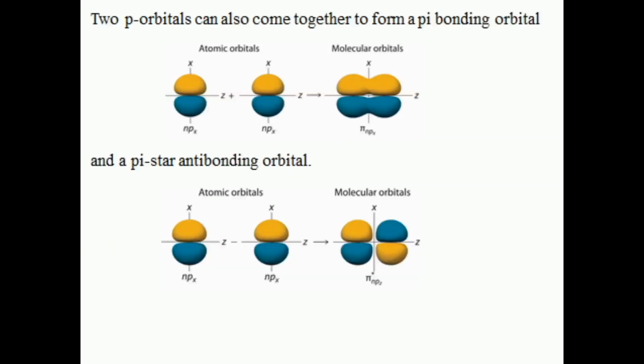P orbitals can also come together to form what are called pi bonds. Here we've got a p orbital on one atom and a p orbital on another atom, so these are the atomic orbitals. When we add them together, we get this pi molecular orbital, and that's lower in energy than either of these two. We also subtract them and come up with what's called a pi star antibonding orbital, and that's what it would look like.